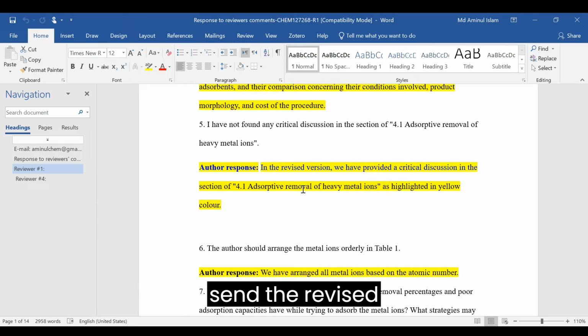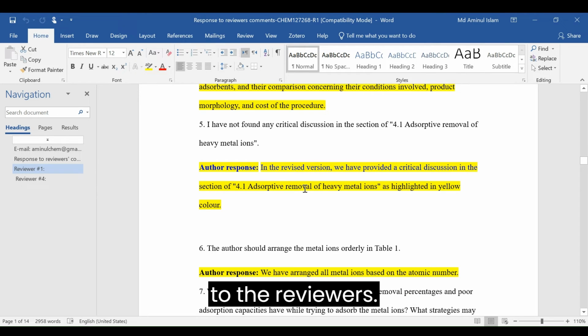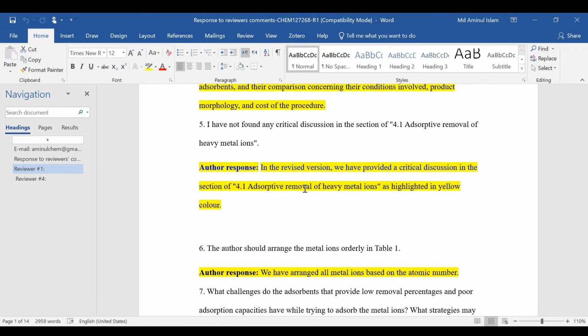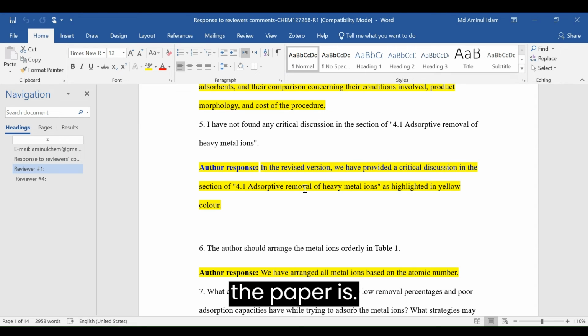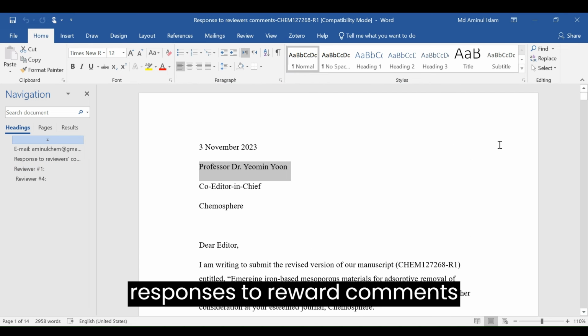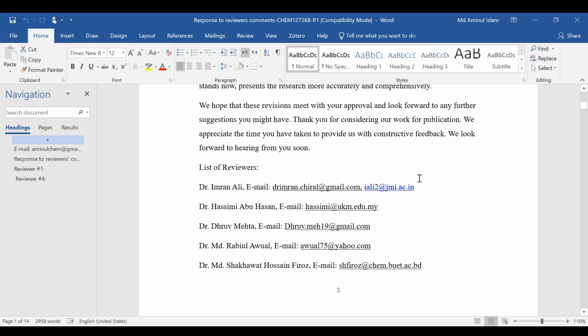Then you need to send the revised version to the journal, and then it may again be sent to the reviewers. After second round of review, if you are lucky, then it can be accepted. Usually after a second round of review, the paper is accepted. So this is how you can easily write response to reviewer's comment following this instruction.